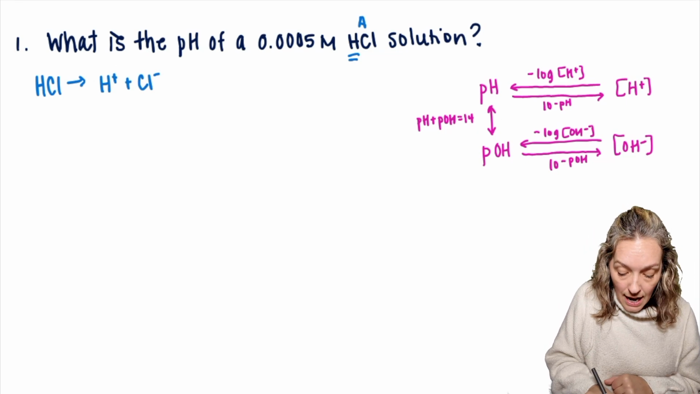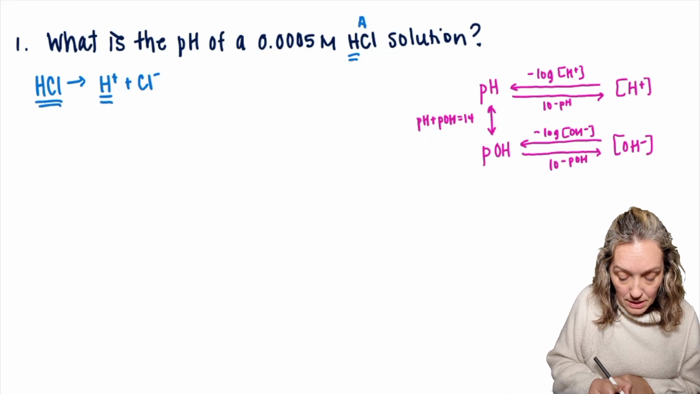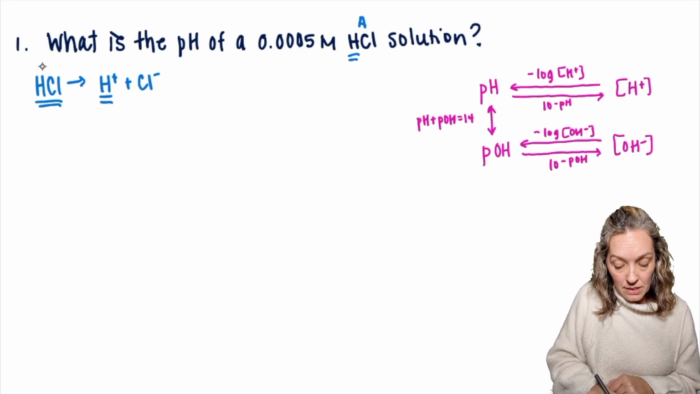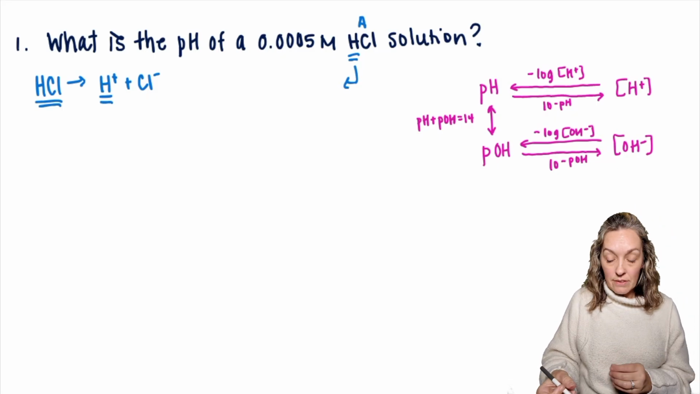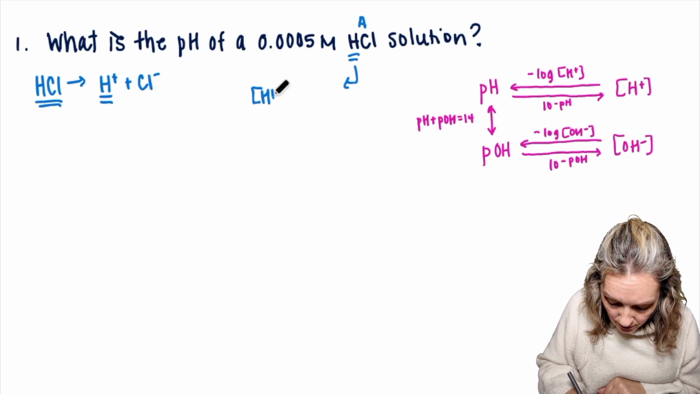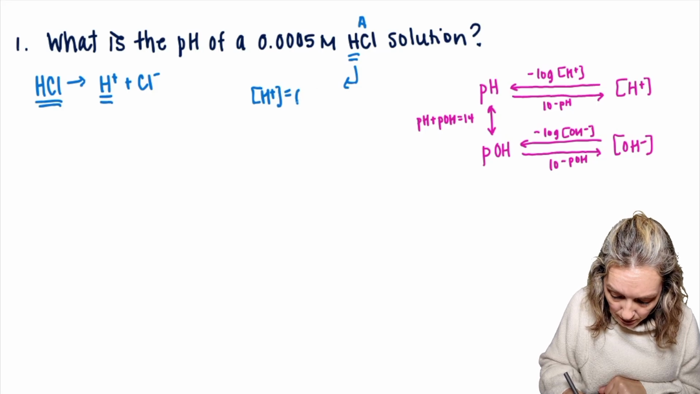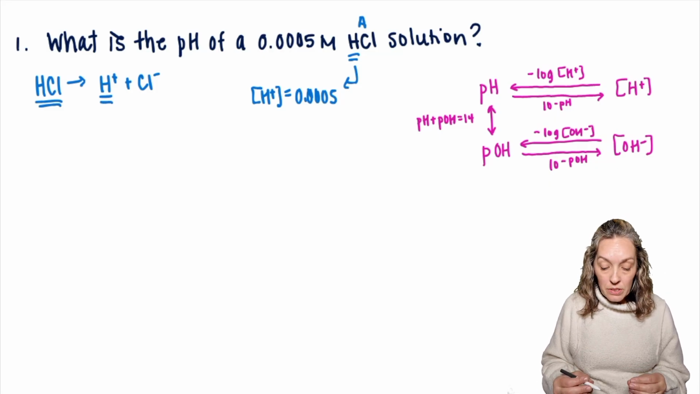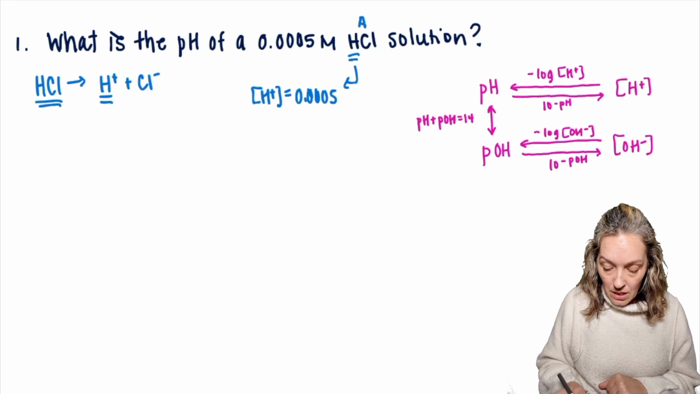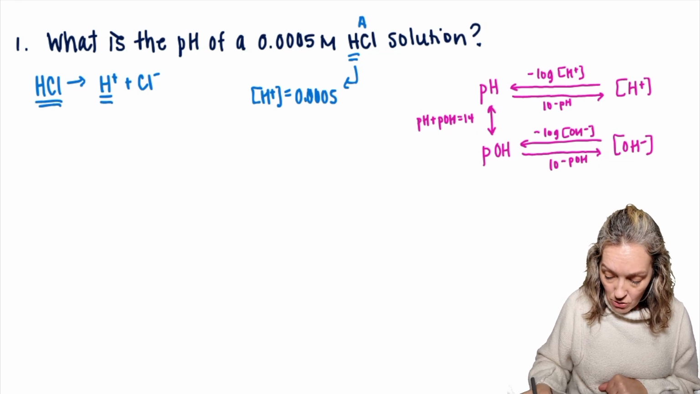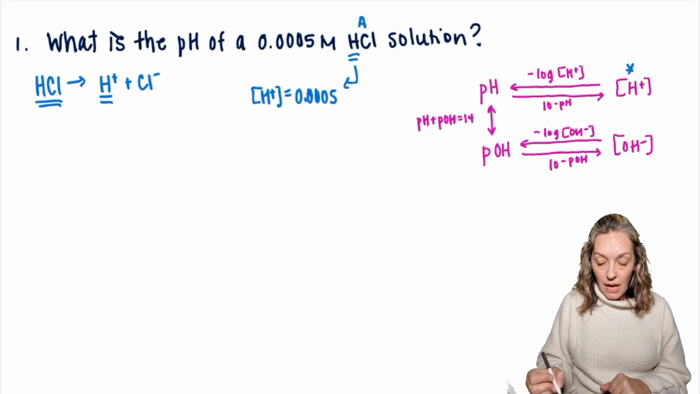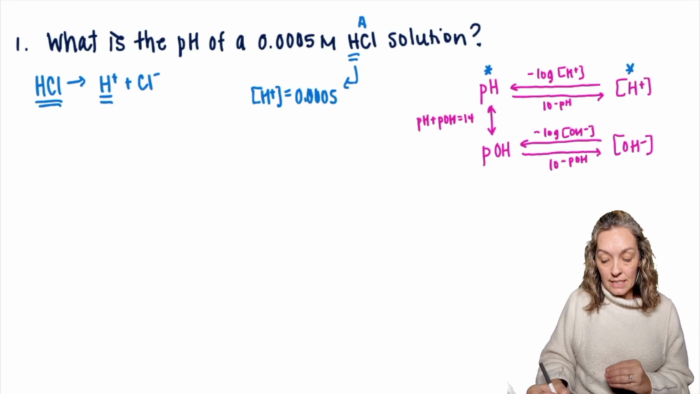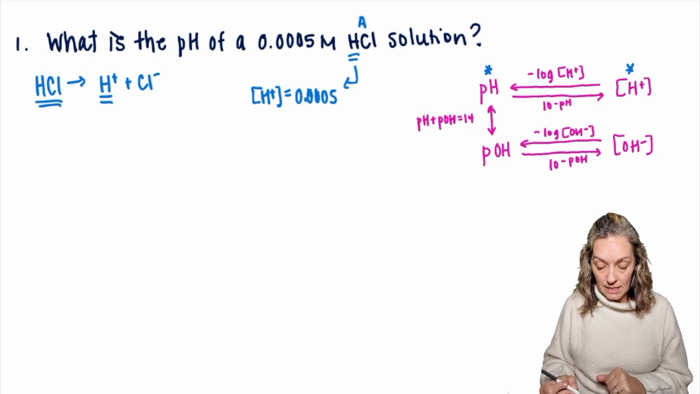I always want to consider how many H pluses are going to come from each of my acid molecules. So here, I know I'm going to get one H plus for every one HCl. And because of that, I know that my concentration of H plus is going to be exactly equal to the concentration of my HCl. Next step is to figure out where I am starting and where I'm going. So I know the molarity of H plus. I know this value right here, and I'm trying to find the pH. In order to get from molarity to pH, this tells me that I need to use the negative log of the H plus concentration.